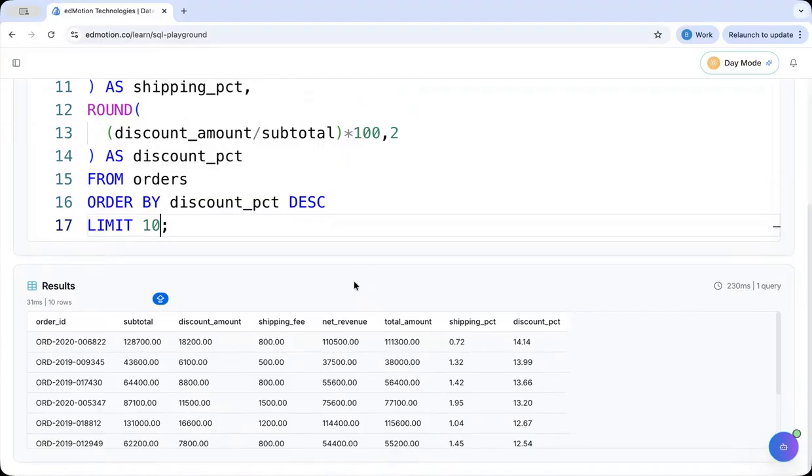All right. So now we've seen these in action. So you've seen the pattern: subtraction to remove discounts, right? Divisions to create percentages. All right. So these are the kinds of numbers that show up on executive dashboards. And now you know they are built from basic subtraction and division.